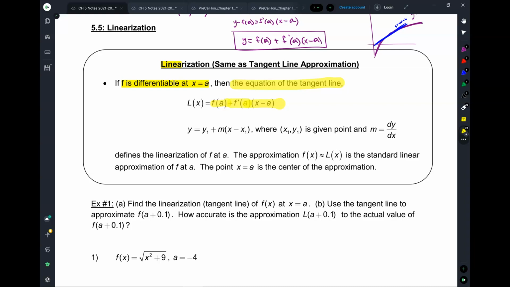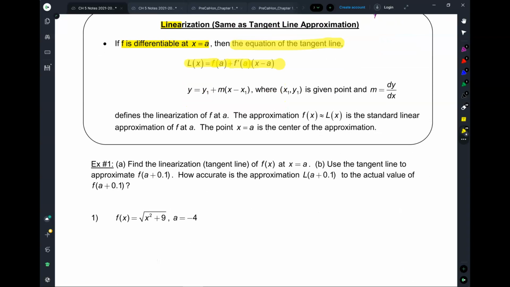And because we're using this as an approximation for the function value, as a linear approximation, we call it L of x. This is a linear approximation, all right? So f of x is approximately equal to L of x, okay, is what we call the linear approximation of f at a, okay? X equals a is the center of the approximation, so that's where we're zooming in.